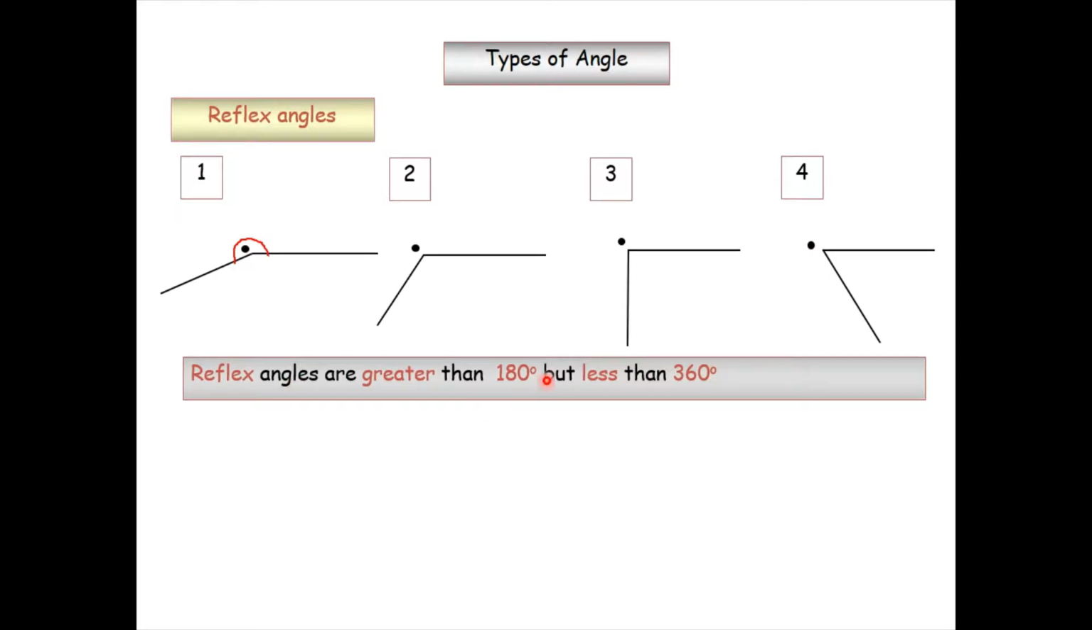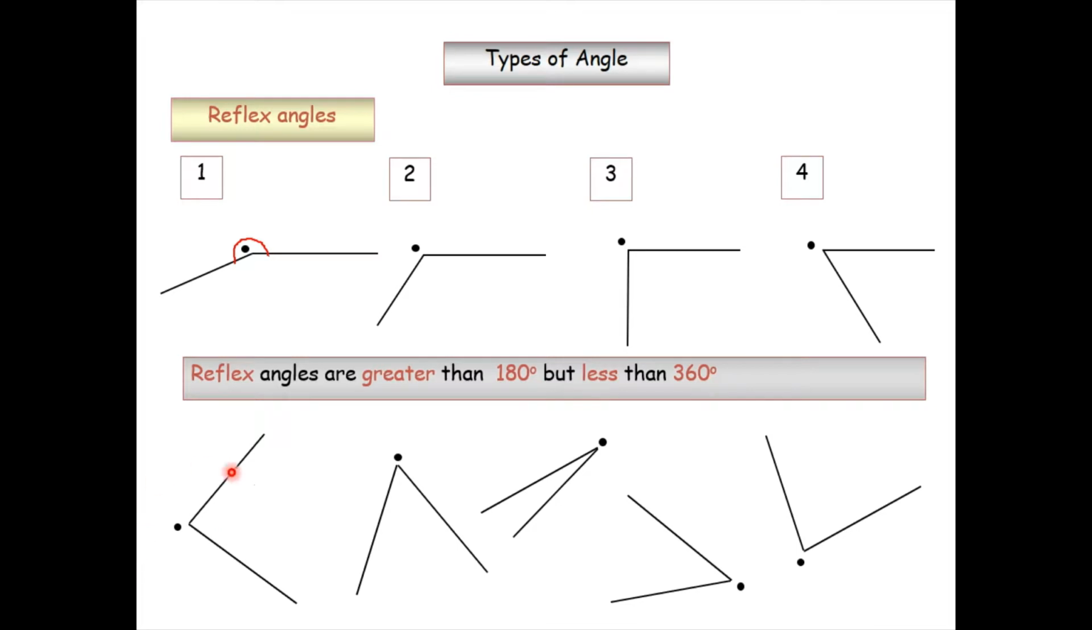So reflex angles are greater than 180 degrees but less than 360. So here's some more examples. You can pause the video and you can study these examples. Again, taking that the angle is on the outside, where this black dot is.